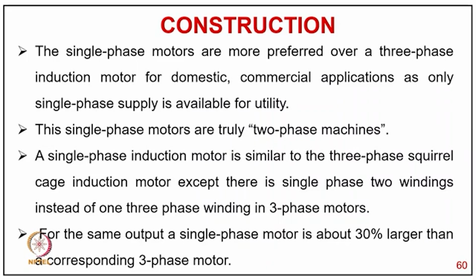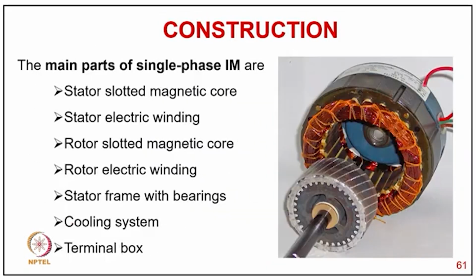A single phase induction motor is similar to a three phase squirrel cage induction motor, except there is a single phase two winding instead of one three phase winding in three phase motors. So for the same output, a single phase motor is about 30% larger in frame size than a corresponding three phase motor. You can just see typically how the photograph looks.